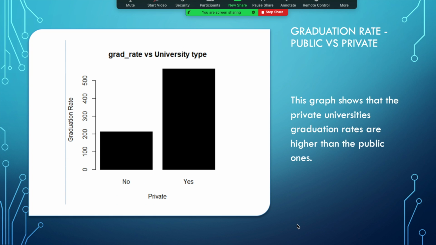So this bar graph compares the graduation rate of public versus private universities. This chart shows that there is a much higher total amount of people that graduate from private universities. A possible conclusion from this is that people attending private universities are more dedicated to finishing their degree.